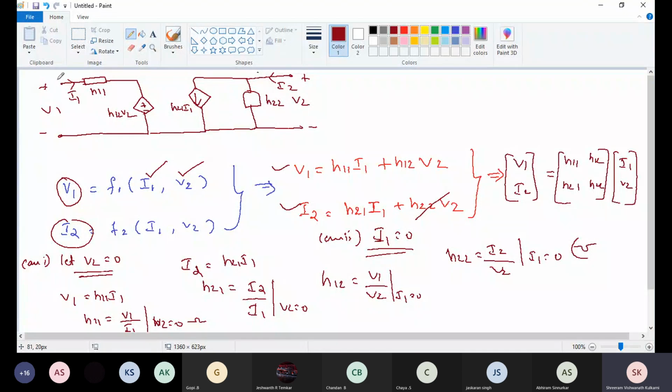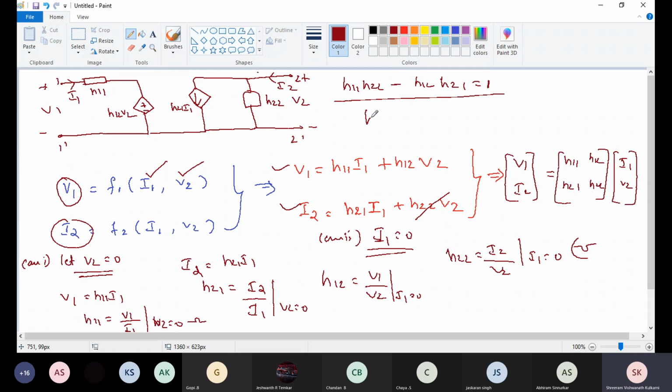Okay, input terminal 1 and 1 dash, output terminals 2 and 2 dash. This is the theory behind this. Now, as we know, condition of symmetry: H11 H22 minus H12 H21 equals to 1. This is a condition for symmetry.